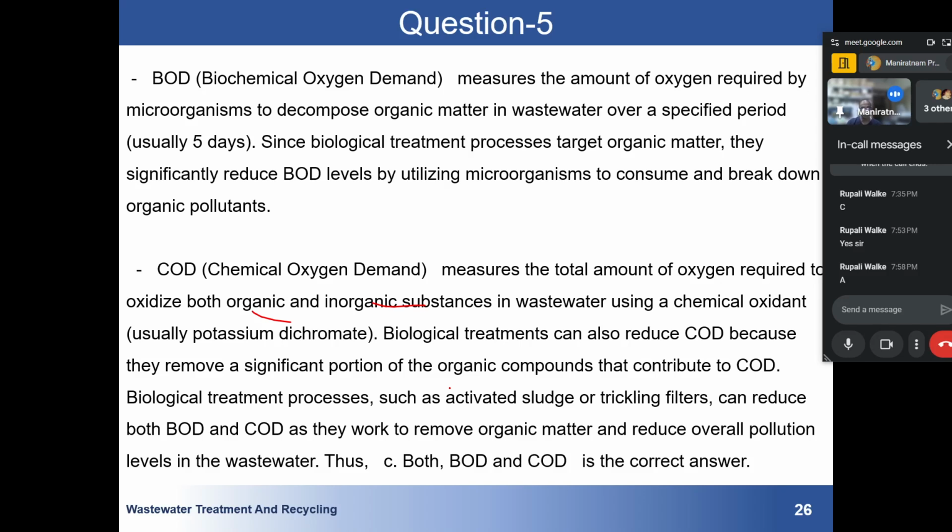Most of the demand of oxygen is due to carbon only. Now, all organic matter only, so that comes under COD also. So COD is on the top, and below that we have BOD.